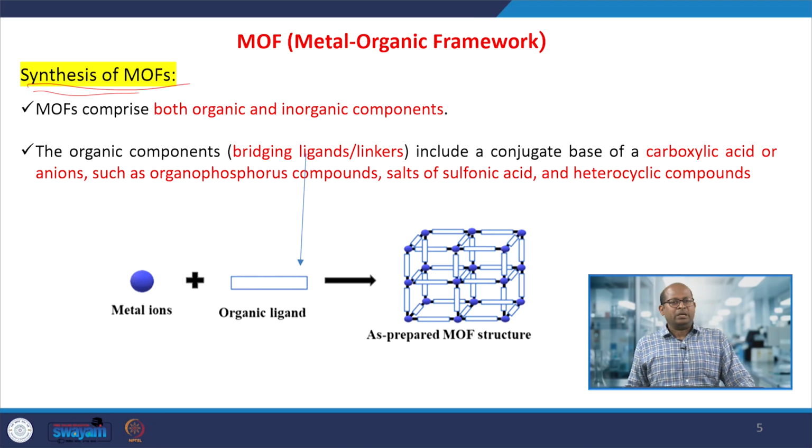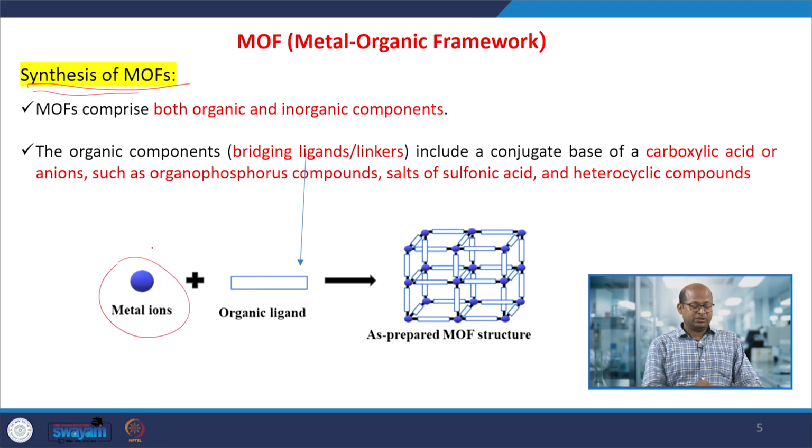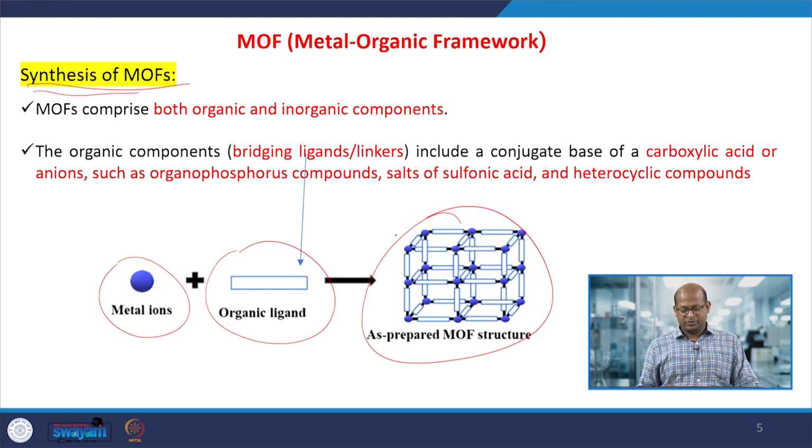As I said, one is the inorganic precursor, that is, metal ions you have to take, and the other is organic ligands. Both we have to react in a particular reactor we choose, and after that this type of MOF structure forms. Here the organic ligands act as bridging ligands or linkers, and depending upon the different metal ions, we get different metal MOFs.